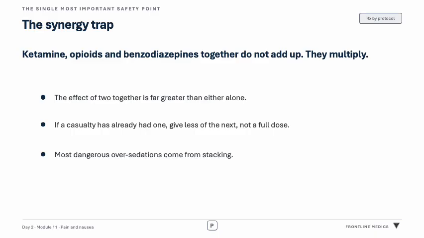The single most important safety point when you carry more than one of these drugs is that they together may be more potent than alone. Ketamine, opioids, and benzodiazepines given together do not add up, they multiply. The effect of two together is far greater than either alone. So if a casualty has already had one, give markedly less of the next, not a full dose. Most dangerous oversedations come from stacking different drugs.